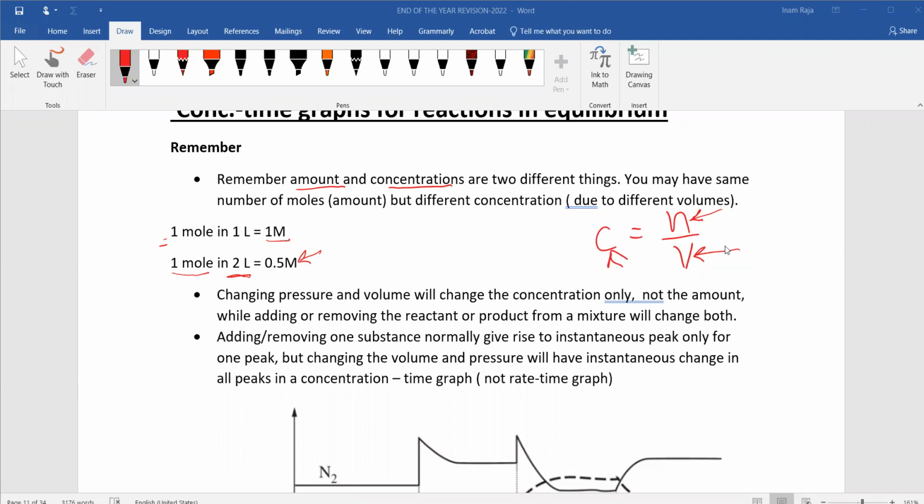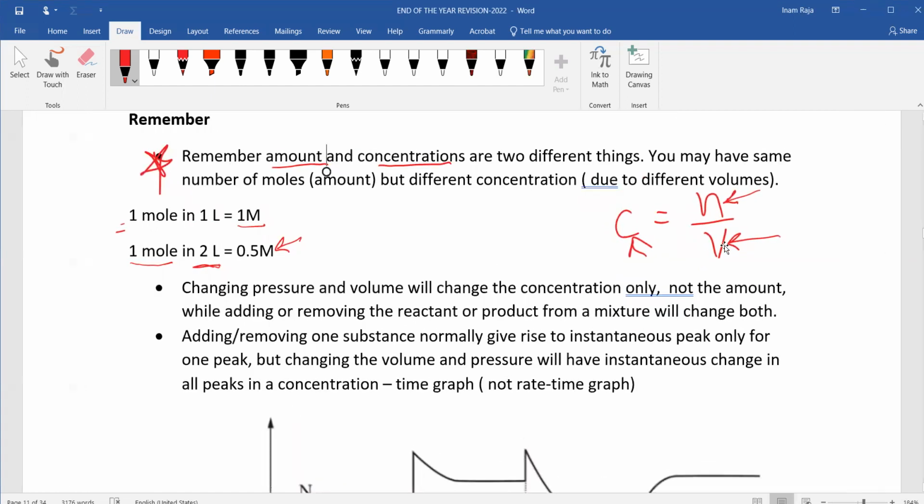Make sure that when you read the MCQs, the multiple choice questions, you check whether they are asking about amount or concentration. Amount can only be changed if the product or reactant is removed or added. But concentration can be changed even without removing or adding product or reactant. Just by changing the volume, concentration can be changed. Very, very important point, I'll make a star here. Many easy multiple choice questions, students get wrong just because they don't know how amount and concentration can be different.